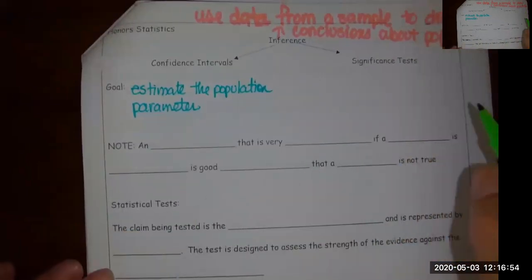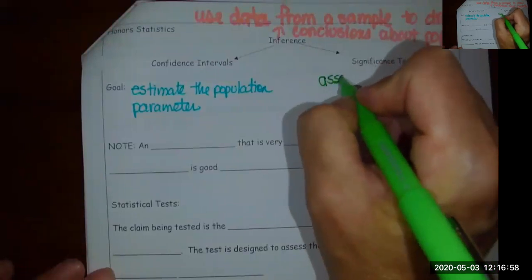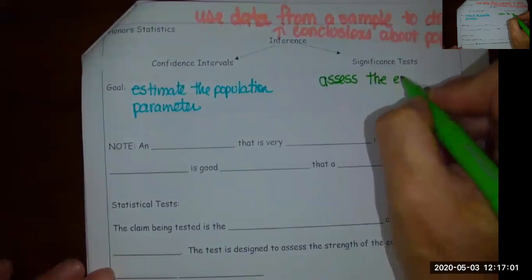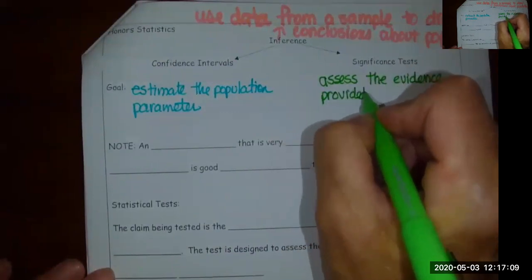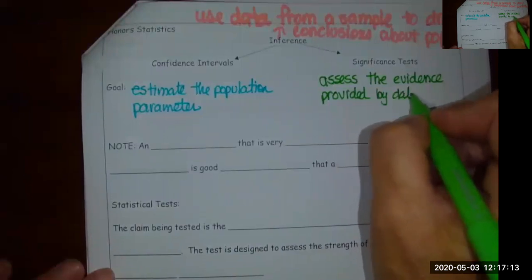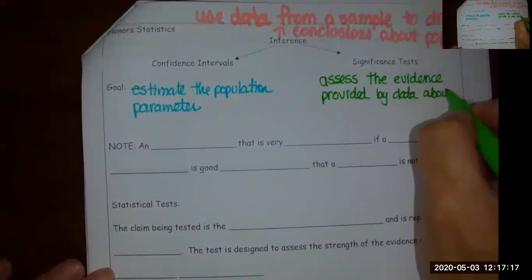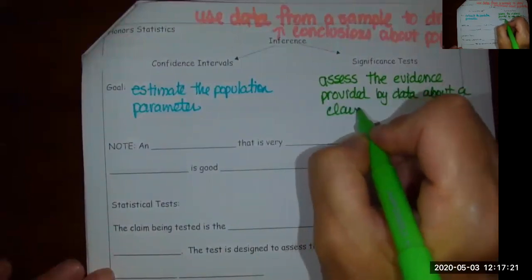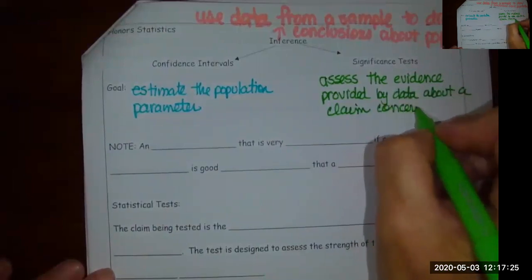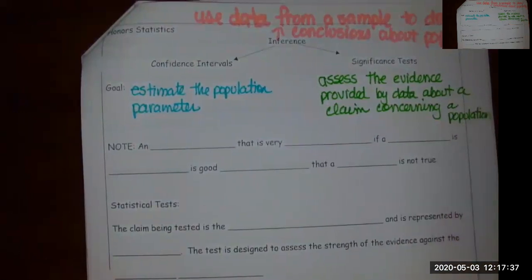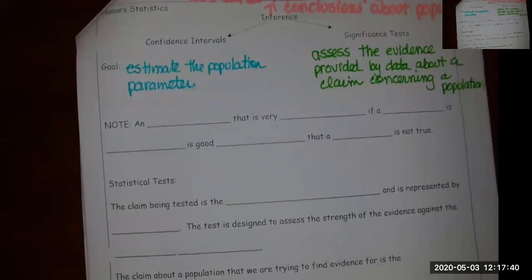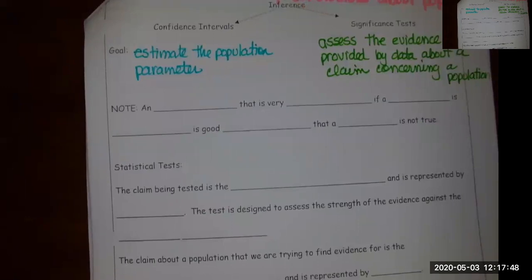So really, significance tests are used to assess the evidence provided by data about a claim concerning a population. Like, you think people prefer Starbucks, or you think they like Dunkin' Donuts. So what this is all about is we're going to make a claim and say, hey, I think this is true. And then we're going to test it and say, that claim is true or false, right?